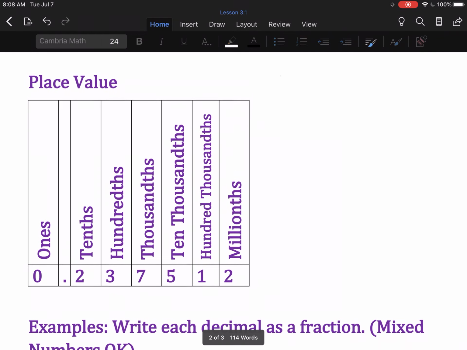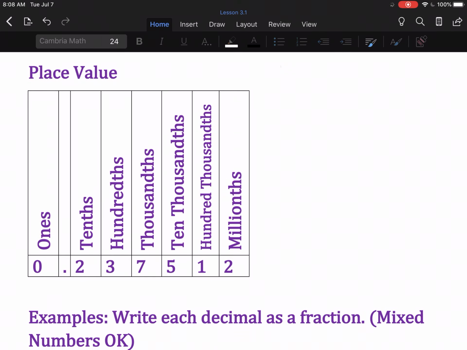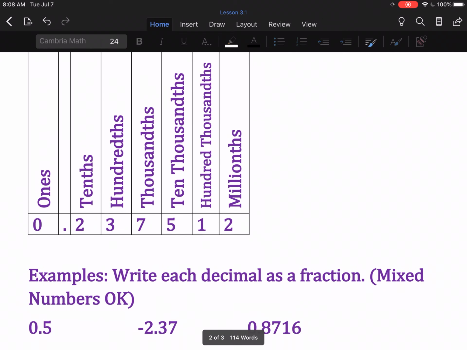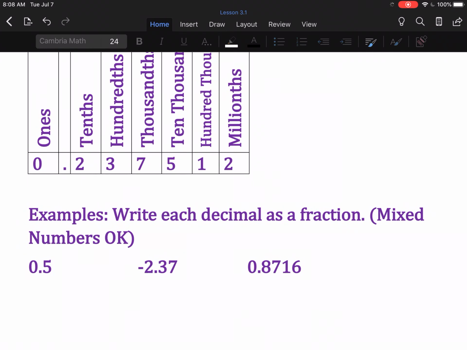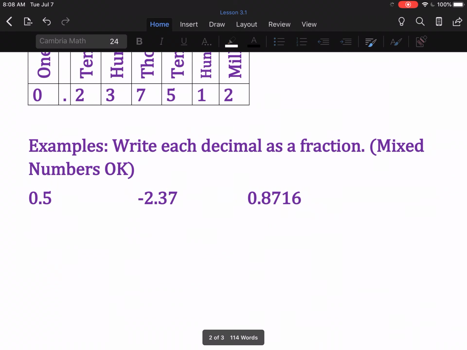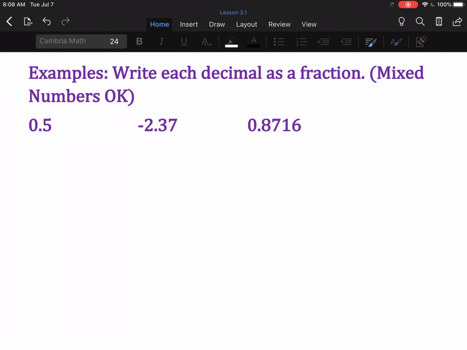We quickly need to talk about place value with decimals, remembering that after the decimal point, from left to right, we go tenths, hundredths, thousandths, ten-thousandths, hundred-thousandths, millionths, and so on. You must know the names of these places, otherwise the next task, which is converting decimals to fractions, becomes very difficult indeed. So we're going to write each decimal as a fraction.